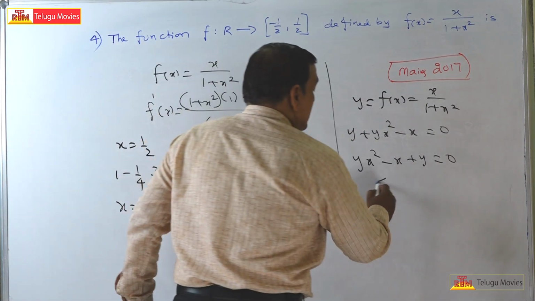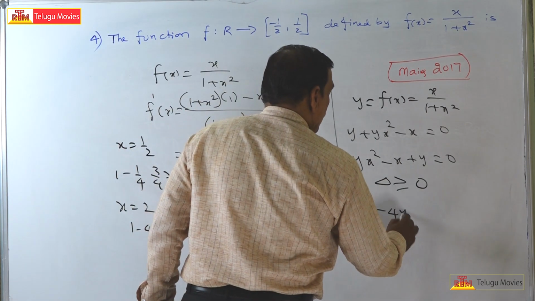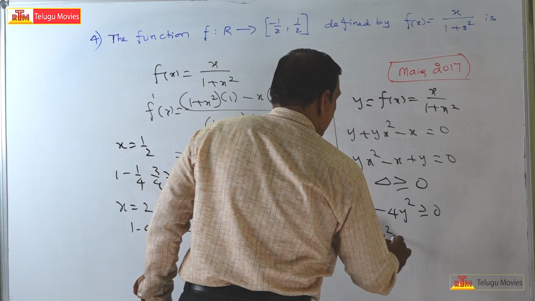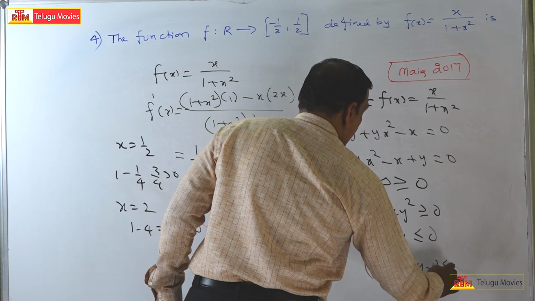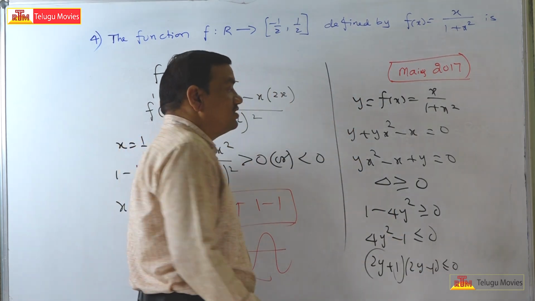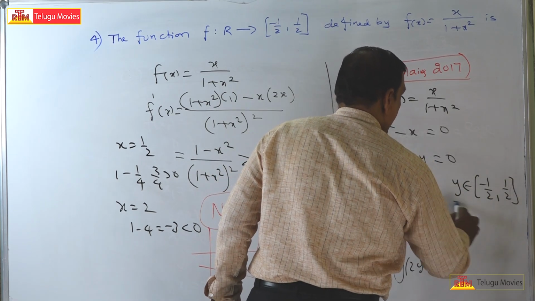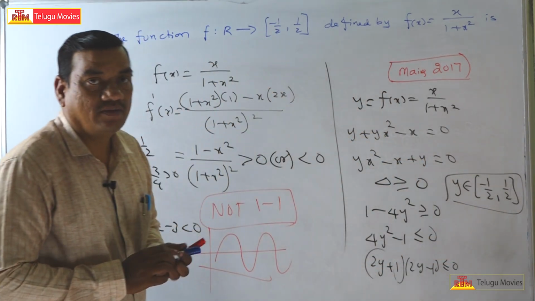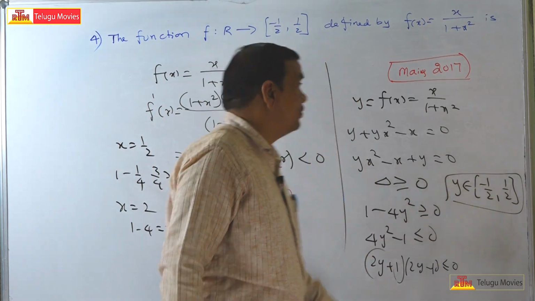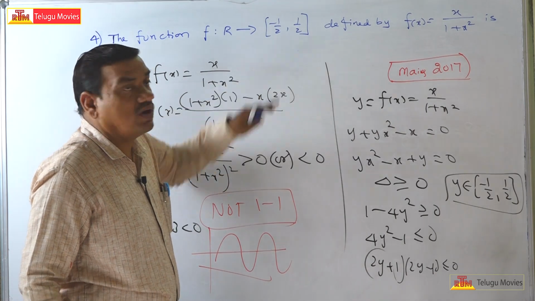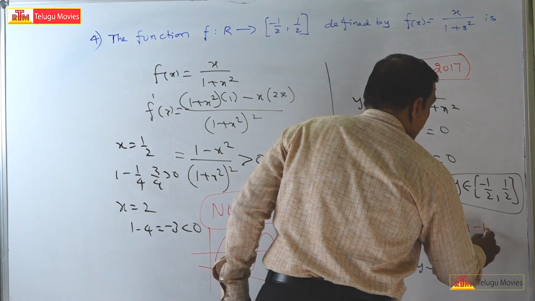Understand? That means its delta is greater than or equal to 0. So delta means b square minus 4ac, that is 1 minus 4y square, greater than or equal to 0. 4y square minus 1 less than or equal to 0. 2y plus 1 into 2y minus 1 less than or equal to 0. If you take the number line, y belongs to closed bracket minus 1 by 2 to plus 1 by 2. So what is y here? Y is the range. Range means how much? Minus 1 by 2 to 1 by 2. Here what is the codomain? Minus 1 by 2 to 1 by 2, closed bracket. Codomain is equal to range. Therefore, it is an onto function.